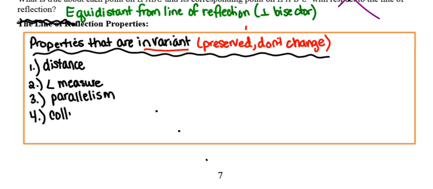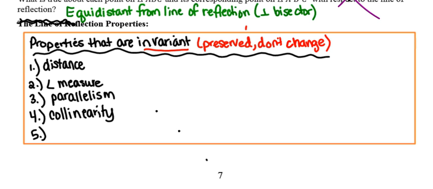Collinearity, and that's a big fancy word. It's one that I hope you know. If you don't, now's a chance to get on board with us. Points that are collinear in the pre-image will also be collinear in the image. By collinear, I mean points that are all on the same line. So if they're all on the same line to start with, they'll still be all on the same line once that figure or image is reflected.